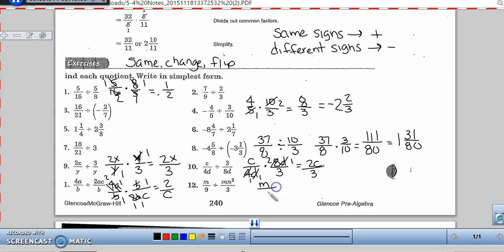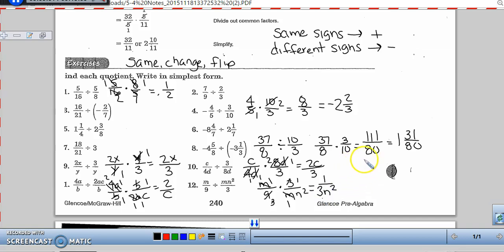And the last one. M over 9, change divide to times, flip the second number, mn squared. Going this way, I've got 3 going into 3 once and 3 going into 9 3 times. Going this way, I've got m going into m once, m going into m once. 1 times 1, 1. 3 times 1 is 3, times n squared is 3n squared. Okay?